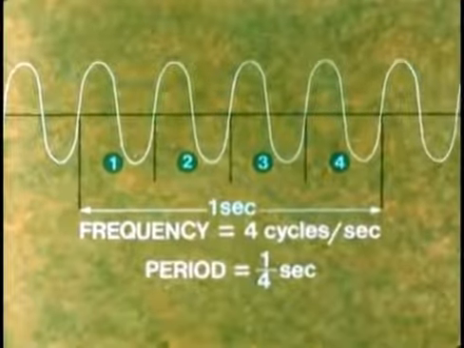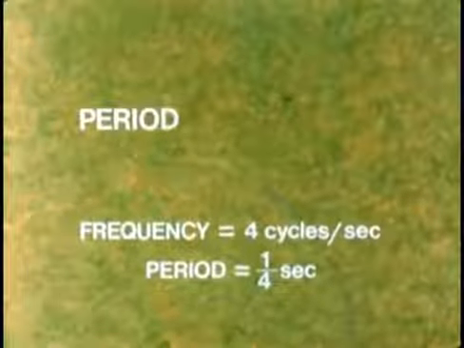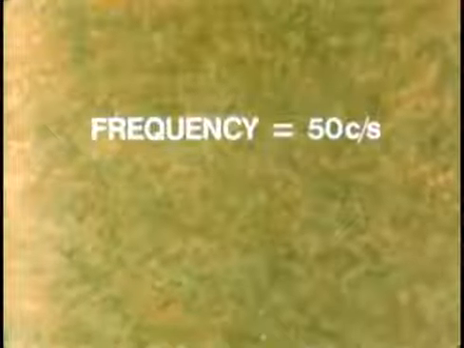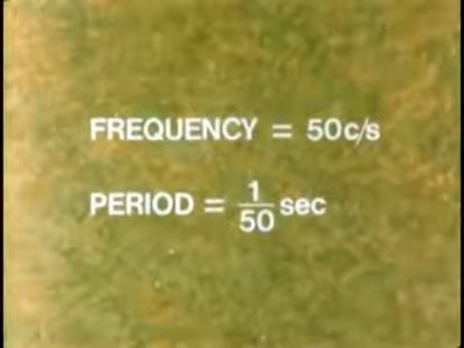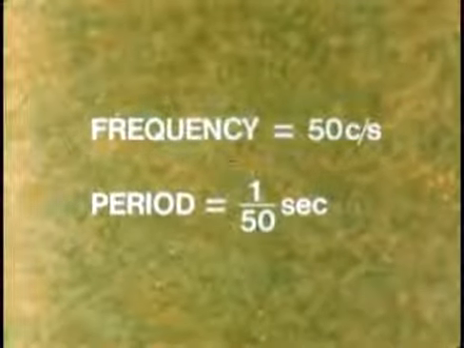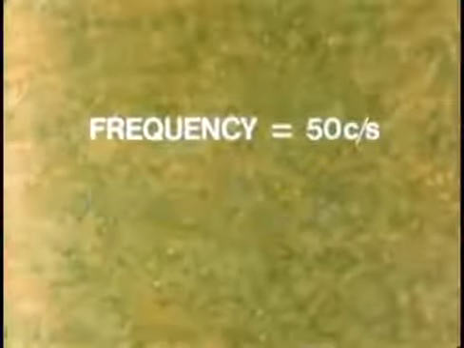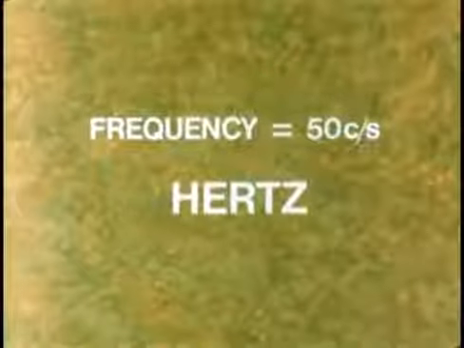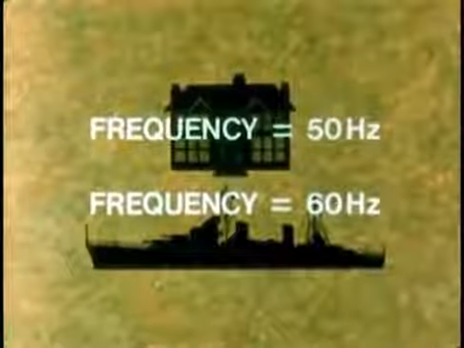And from this we can see a relationship between period and frequency. Period equals 1 over frequency. The 50-cycle AC of the British National Grid has a period of 1/50th of a second. Incidentally, instead of saying cycles per second, we use the name hertz. In the United States, all electricity is generated at 60 hertz. The AC supply in a ship is usually 60 hertz, 60 cycles per second also.